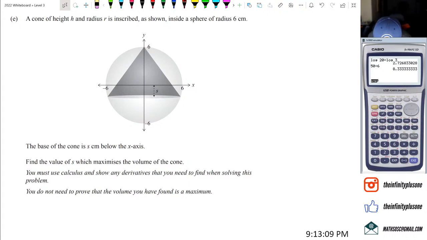The base of the cone is below the x-axis. Like, how do we even start these questions? Is probably what you're thinking. I'm looking at it and going, how do I start this? What are all the things that we have?